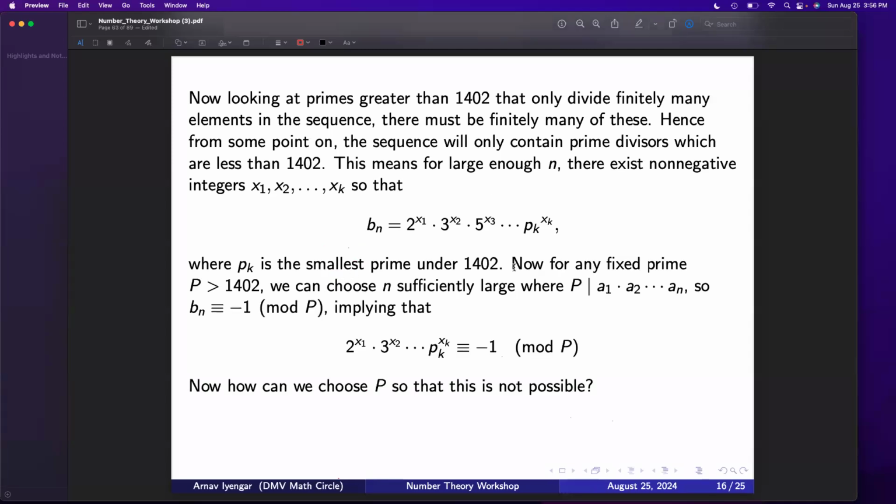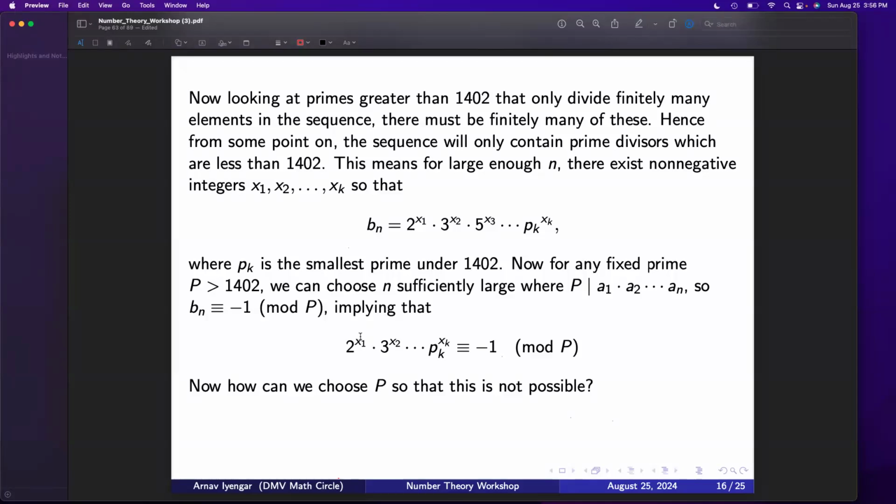Okay, so here, basically it's going to be -1 mod P. So P has to divide A1 times A2 up until AN, so we can choose n where P divides it. And we can choose n since this is going to be large. So n's going to be large, so then B of n has to be a product of primes less than or equal to 1402. So some product of primes less than 1402 is going to be -1 mod P for all sufficiently large primes P.